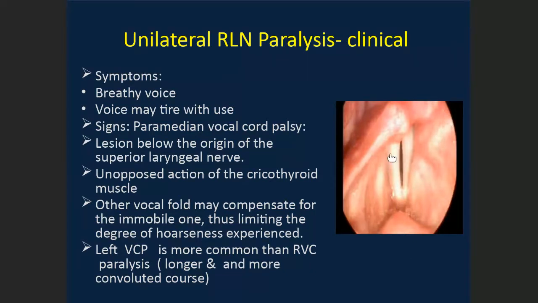See here, if he has a left vocal cord paralysis, but the right is actually moving. The right is moving here, okay? The left is more common than the right vocal cord. Why? Long course. Here you have the patient's mobility. The arytenoid is moved toward the midline, but the other is not moved because the vocal cord is paralyzed, leading to left vocal cord paralysis.